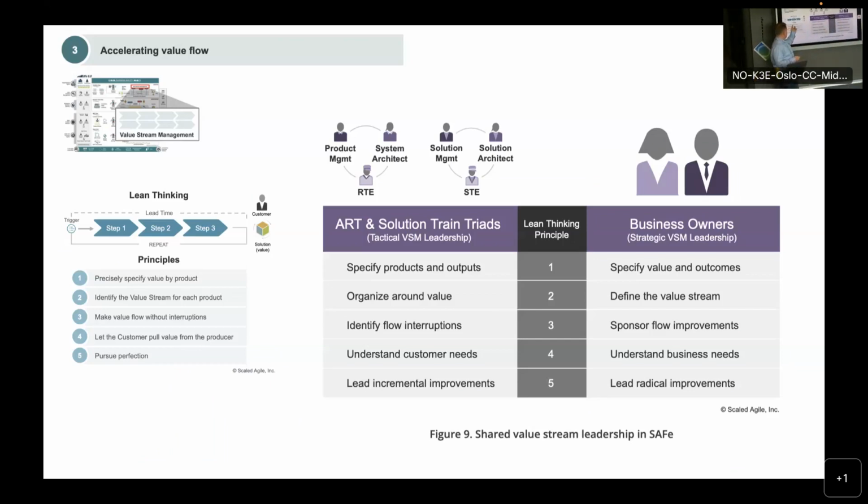So within precisely specify value by product, specify products and output, they specify the value and the outcomes. Organize around, so identifying the value streams. So they would organize around value. The business owners would define what the value stream is. Who needs to work together to deliver the value? We would here on this side actually organize in that way and help optimize it. So I find that article quite good, and it's a lot to focus on. It's not the easy part.